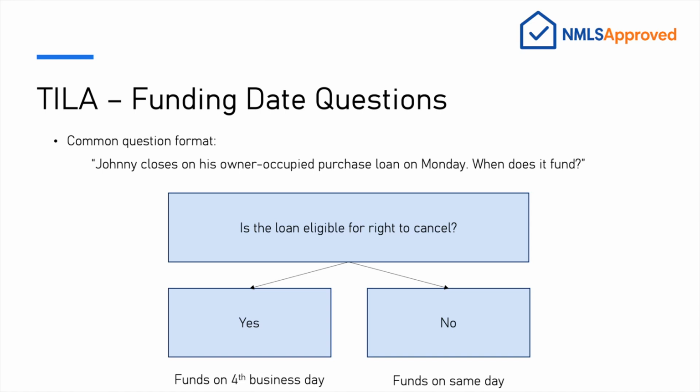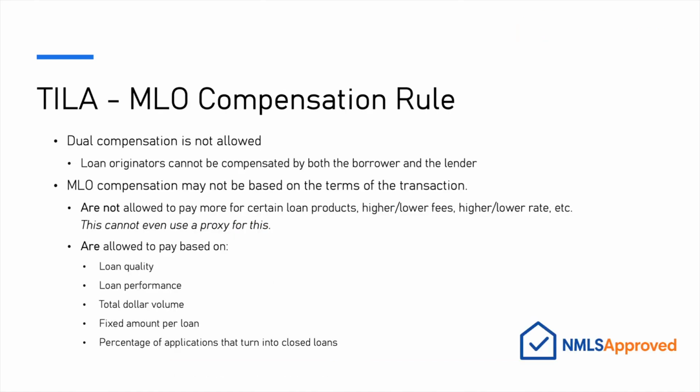The thing you need to think about is, okay, is this loan eligible for the right to cancel? If it is, then it's going to fund on the 4th business day. If it's not, it's going to fund on the same day. So this is an owner-occupied purchase. Well, it's a purchase loan, so it does not have the right to rescind. Therefore, it's going to fund on the same day. We have a bunch of questions like this on nmlsapproved.com, but these are a really common way to test your understanding of funding dates.